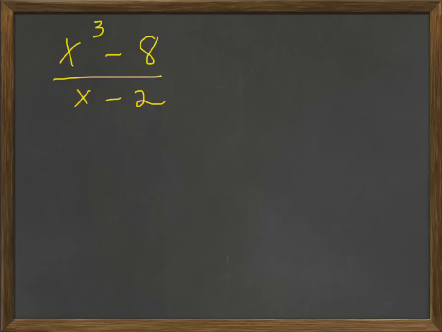We can also use it for something simple like x cubed minus 8 divided by x minus 2. So we bring our 2, which would be our root, and then we put our division bar, and now we're going to have to write the coefficients. So it's 1x cubed, 0x squared, 0x, and then a negative 8.